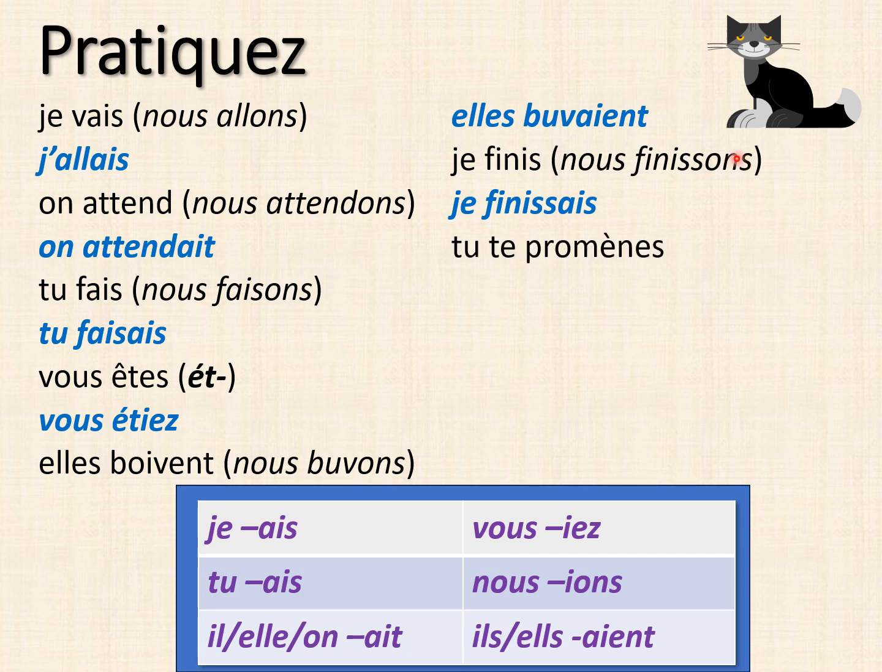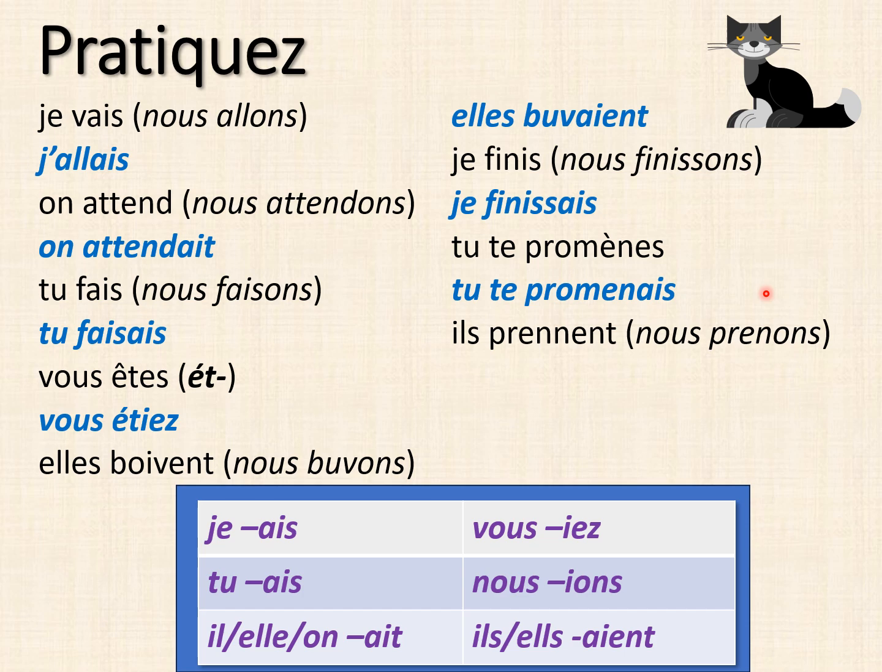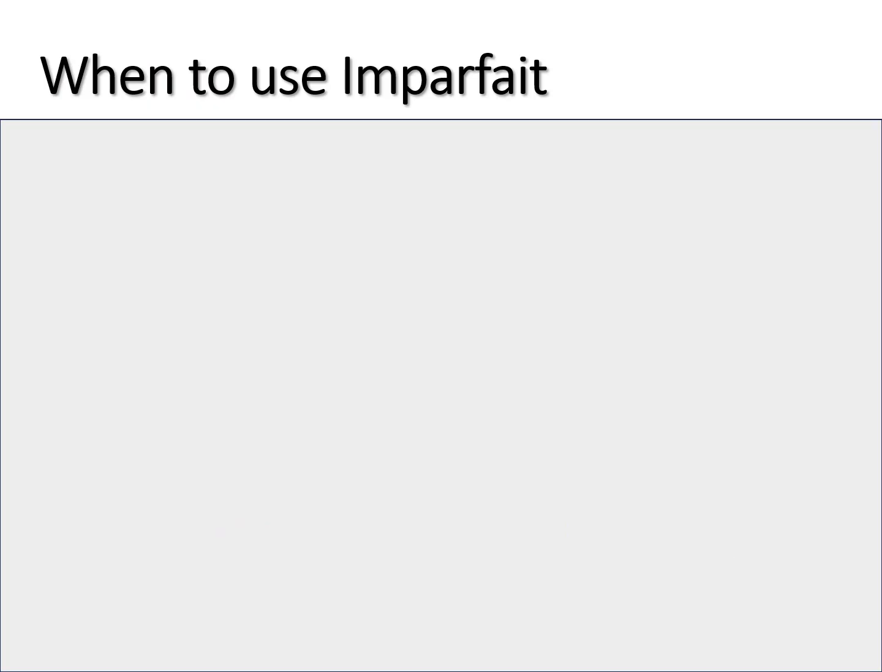Tu te promènes. So our pronominal verbs can be formed in the imperfect as well. We're just going to take along our little pronoun. Tu te promènes, this is an ER verb, so it would be tu te promenais. Ils prennent, they take. And remember, the nous form of this verb, nous prenons, only has one N, so it would be ils prenaient. Easy, right? So now, when do you use the imparfait?